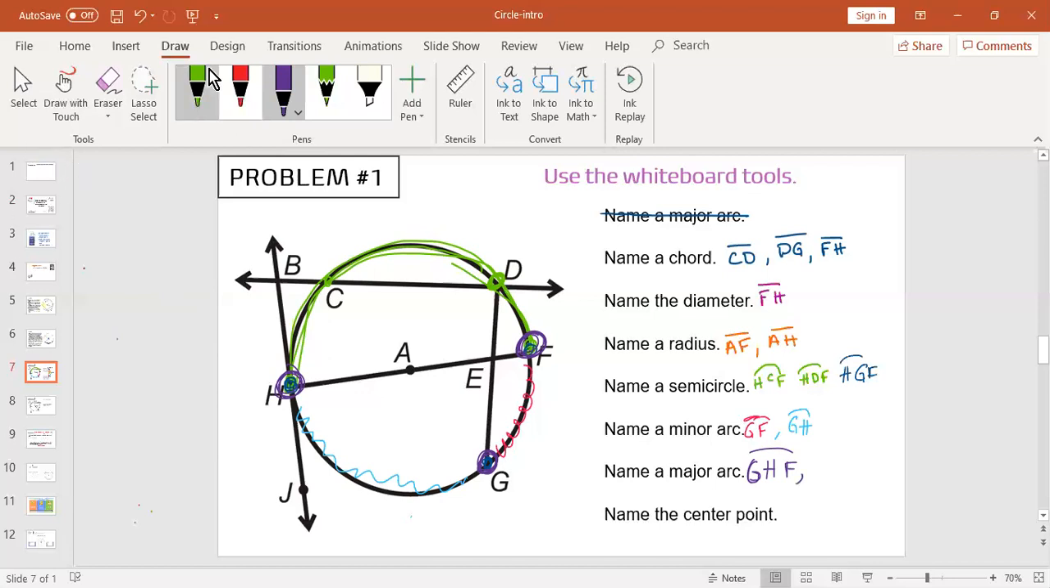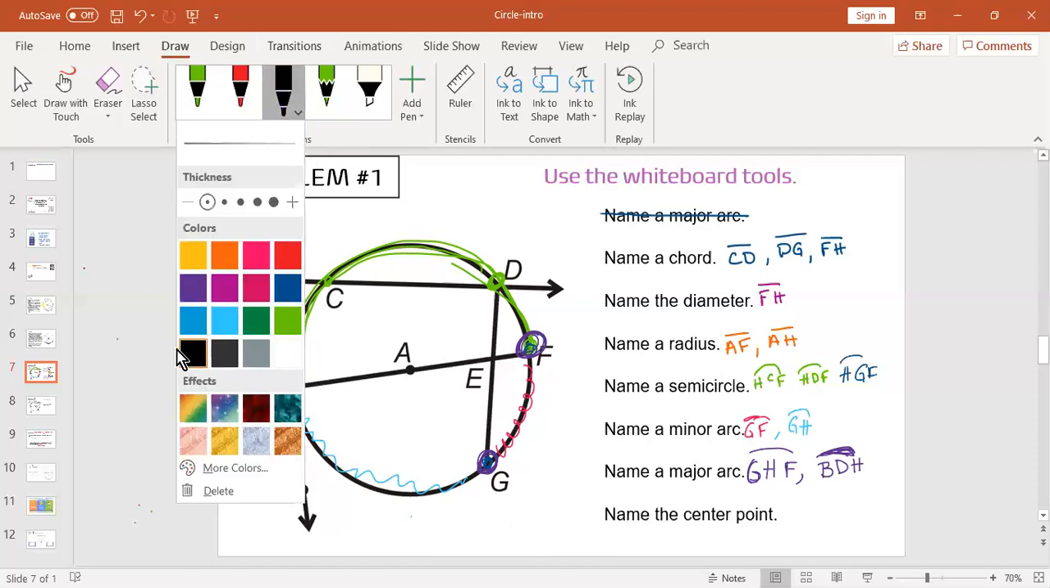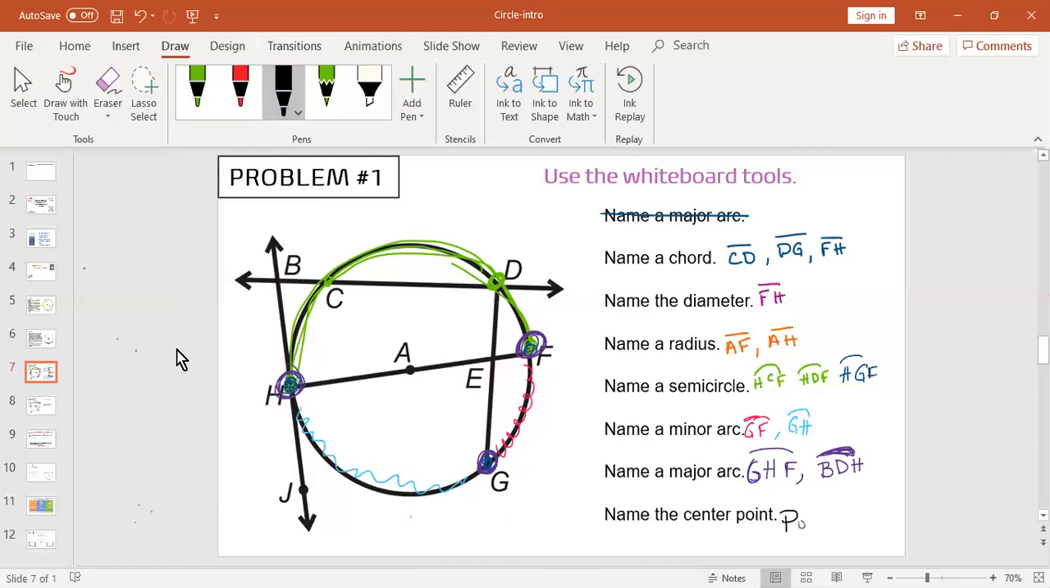I can also move the letters around. I could say B, D, H. Make it a little bigger. That would work. So B to D and then all the way around to H. Again, there's lots of those. You just have to decide which one you want to do. The center point, of course, is just that, the center point. My center point is point A. Not a big deal. Okay. Being able to recognize the difference between a semicircle, major arc, minor arc, and a chord is a big plus.